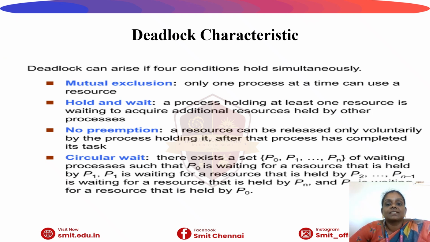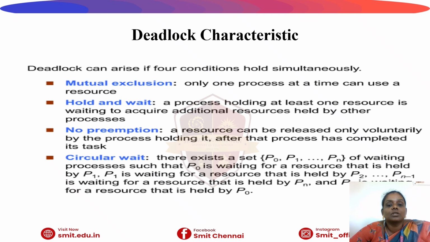Before going to the characteristics, what is deadlock? A deadlock is a situation where two or more processes are stuck forever because each one is waiting for a resource held by the other. No process can move forward. That is called deadlock. And the characteristics of deadlock: there are four conditions for deadlock to occur. One is mutual exclusion, hold and wait, no preemption, circular wait.